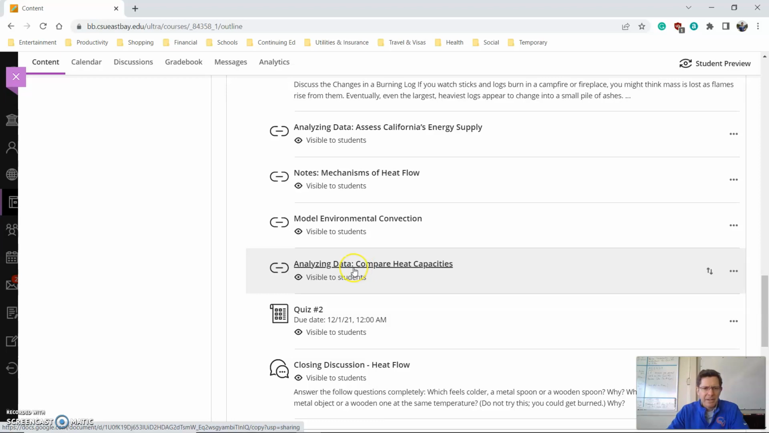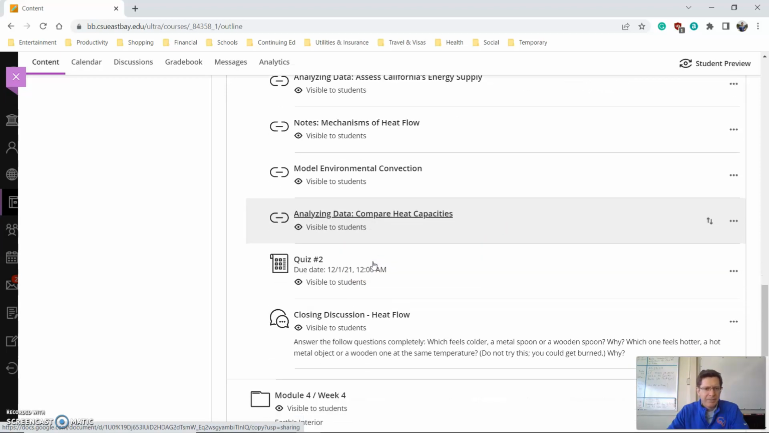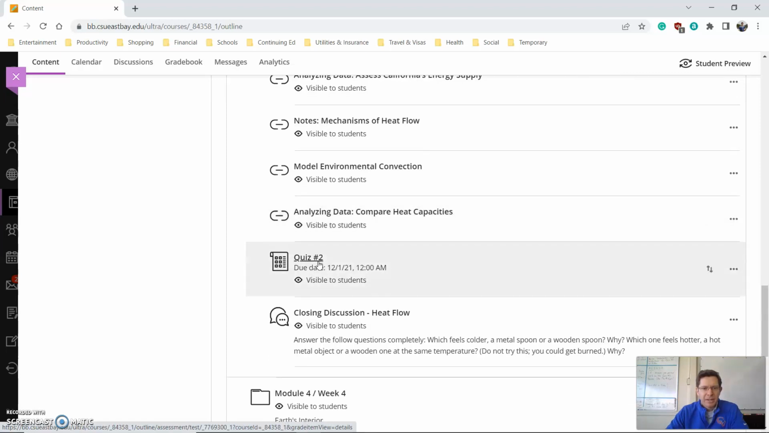And over here we have analyzing data. So this is more mathematics, and it's looking at what's called specific heat or heat capacity of materials and how that relates to temperature and heat mathematically. And over here we have quiz number 2, which is assessing understandings of those learning objectives from the overview, including methods of heat flow, or mechanisms of heat flow, I should say, and specific heat and about energy transformations.